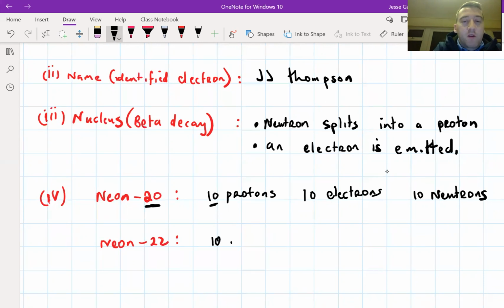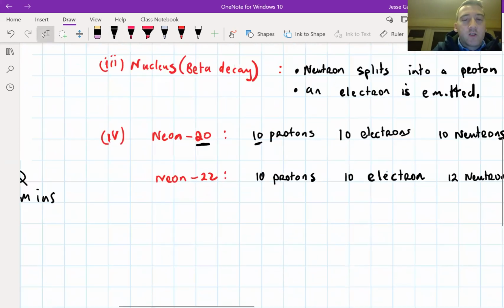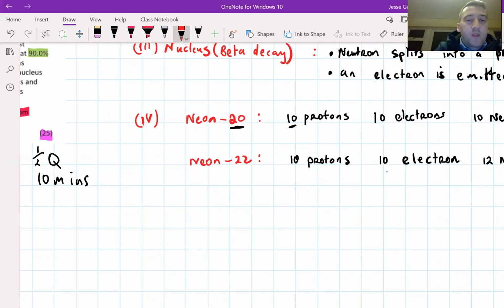Okay, neon 22 then, well, it's still neon. It's still got an atomic number of 10. So it's got 10 protons. It's got 10 electrons. And it's got 22 minus 10, it's got 12 neutrons. Okay, well done. If you got that right, I think that's going to be correct when we go to correct it later. And then we're going to do part 5, obviously comes next.